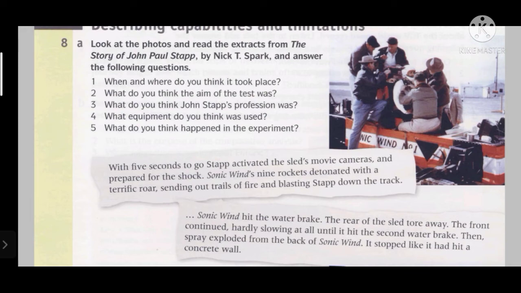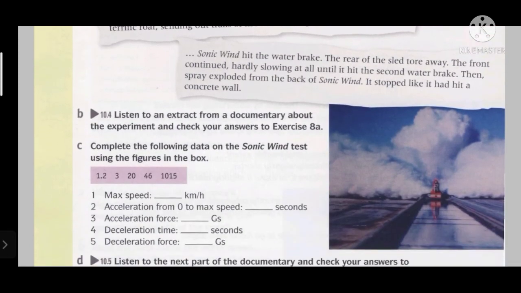Number 5. What do you think happened in the experiment? They reached their goal and knew the limit which a person may reach and they exceeded the limit. ان هم وصلوا المغزى بتاعهم ان هم عرفوا ايه الليميت اللي ممكن الشخص يوصل له وكمان تخطوا الليميت ده. Okay, so this is 8A and we read B.